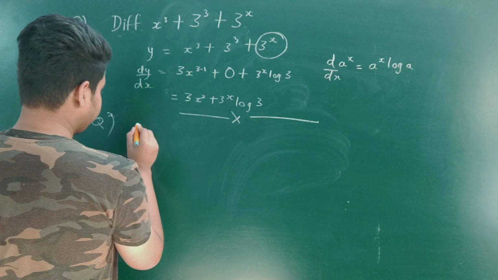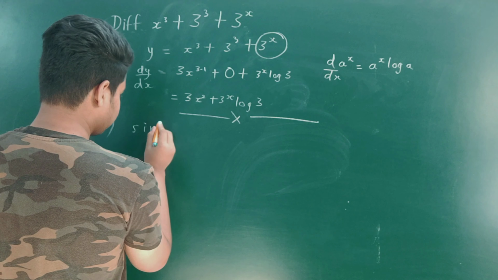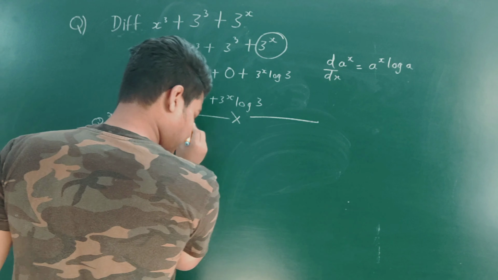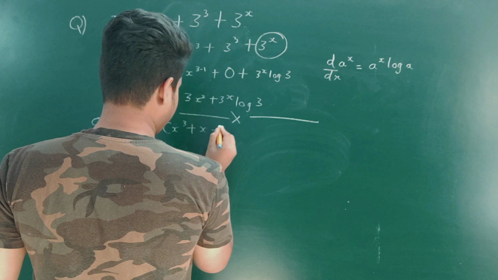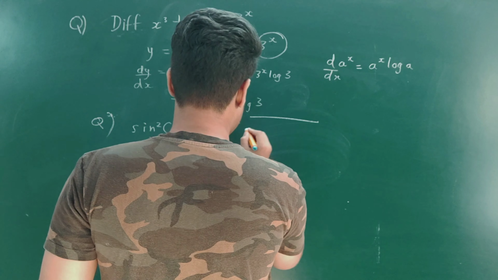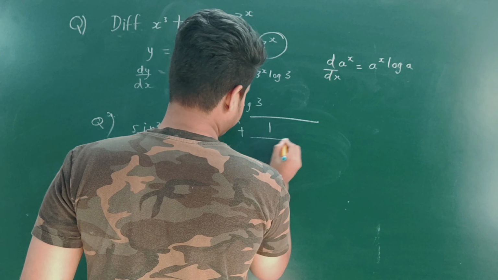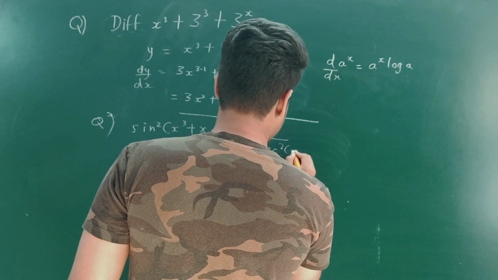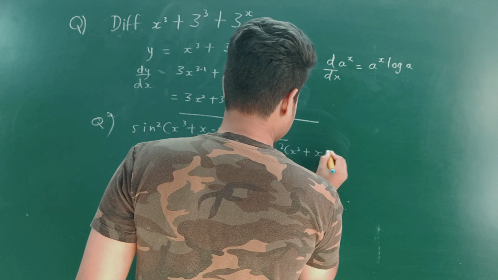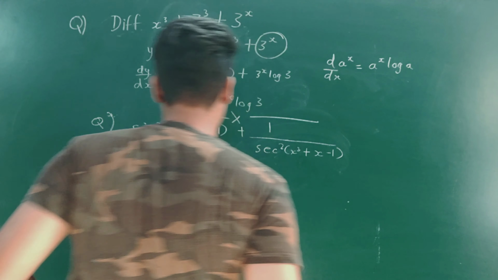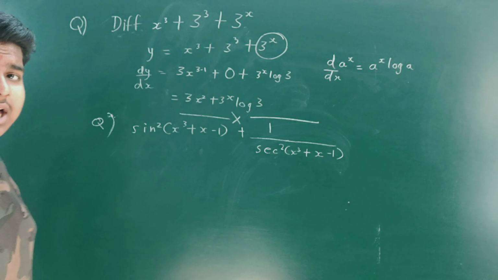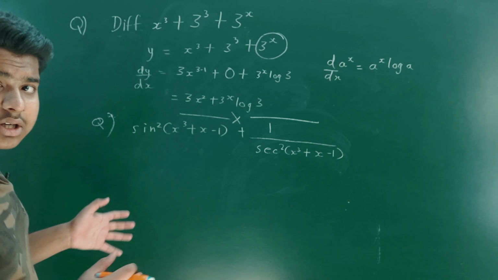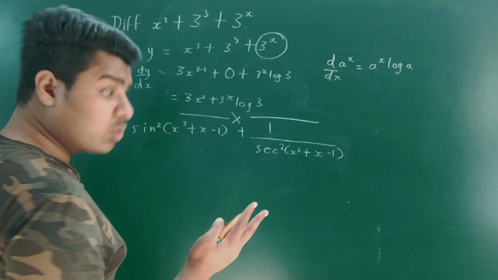The next question is differentiation of sine square of x cube plus x minus 1, plus 1 by sec square of x cube plus x minus 1. This is the question that we have here. So you might be thinking that it's a very long term, but it will be done in only 2 steps.